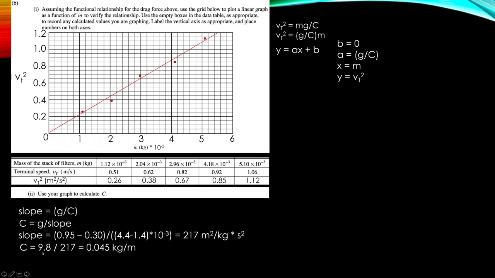Remember, G is always going to be equal to 9.8 meters per second squared because it's a universal constant. It's always going to be that. So C is equal to 0.045 kilograms per meter. You should get something around that value. It doesn't really matter if it's slightly off because in the AP exam, they usually accept a range of values because it's just an approximation.